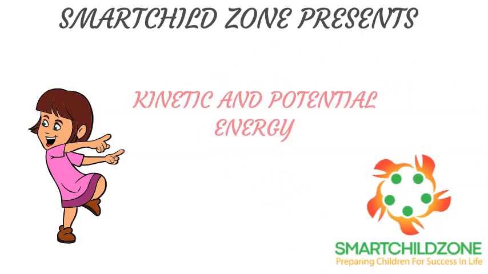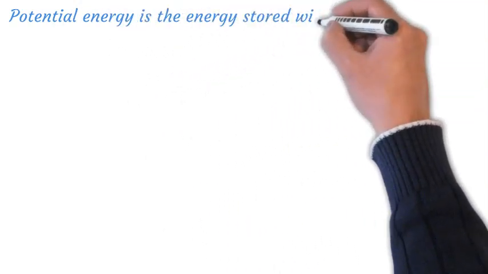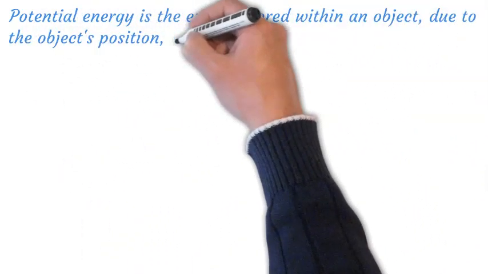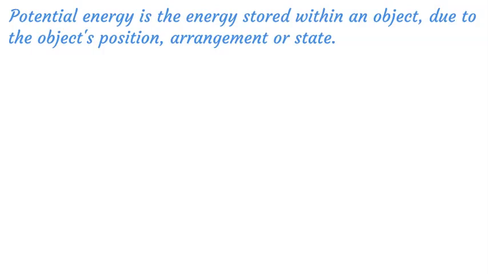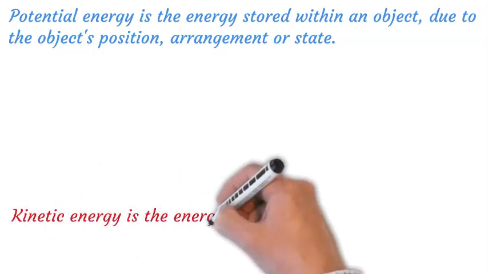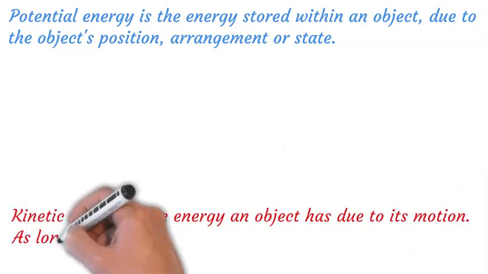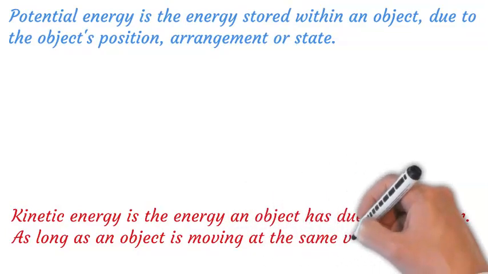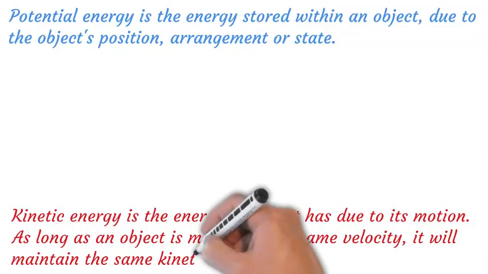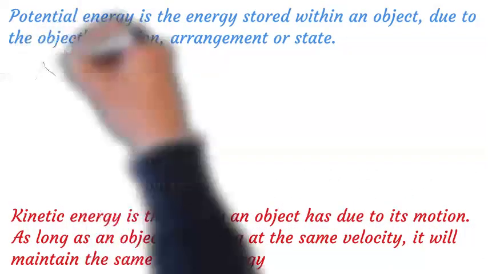Kinetic and Potential Energy. Potential energy is the energy stored within an object, due to the object's position, arrangement or state. Kinetic energy is the energy an object has due to its motion. As long as an object is moving at the same velocity, it will maintain the same kinetic energy.